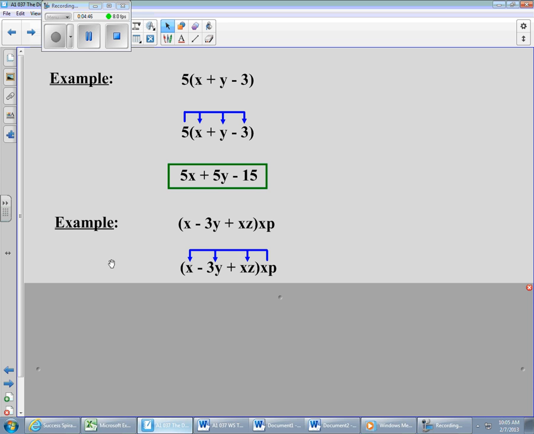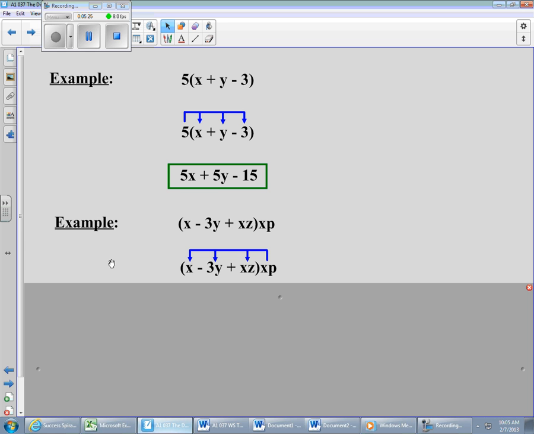Okay, so xp is going to have to multiply by this positive x, and it's also going to have to multiply by that negative 3y, and it's going to have to multiply by xz. Let's just take it one step at a time. What's this going to be? xp times x. What happens if you have an x and an x trying to multiply together? What do you do with the exponents? You add them up. So we have x to the first, x to the first, it'll be x squared. So this will be an x squared and a p to the first.